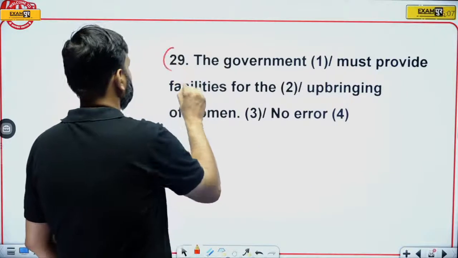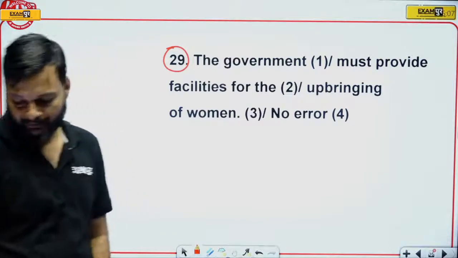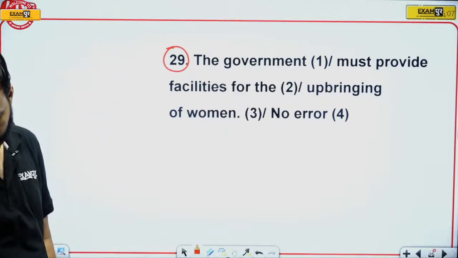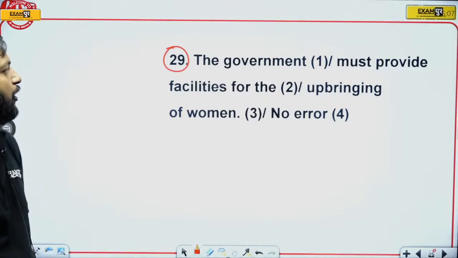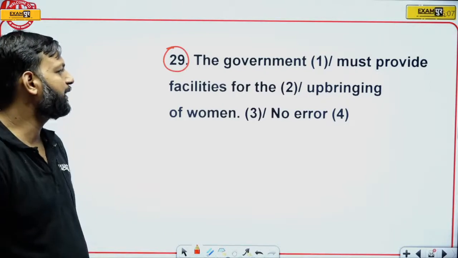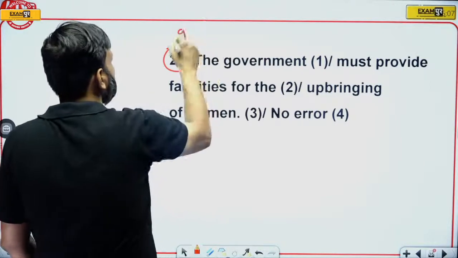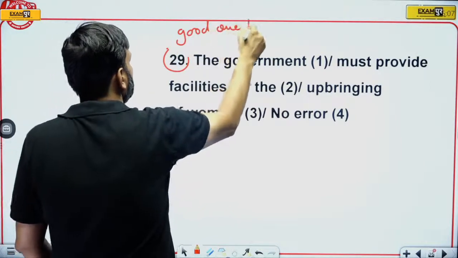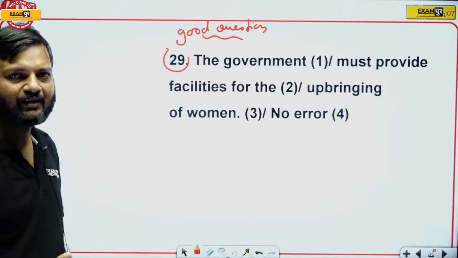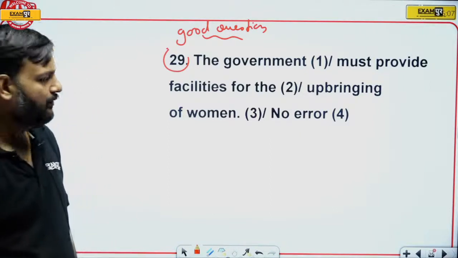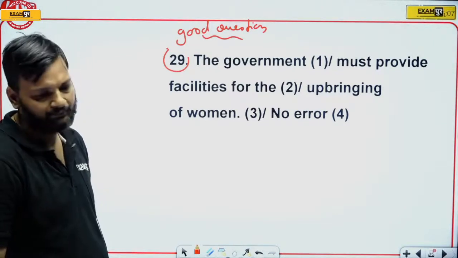Question number 29. The government must provide facilities for the upbringing of women. This is a really very good question. I consider such questions for the SSC examination. Very good question.